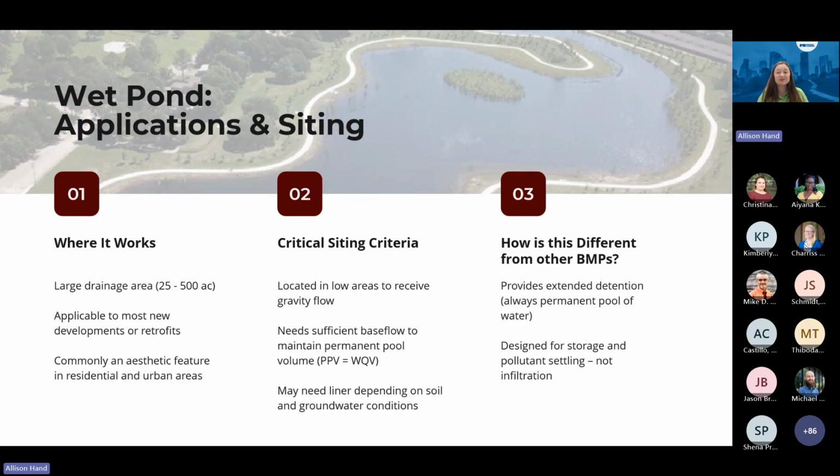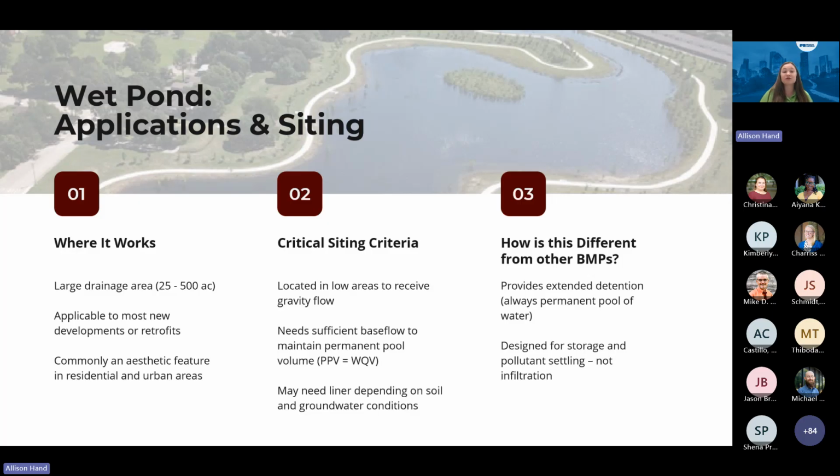The drainage patterns of the existing and your proposed site should be considered when selecting the location of a wet pond to receive runoff. In many cases, storm drains can be directed to the wet pond to receive that runoff. As with constructed wetlands, your base flow or makeup water is needed to maintain that permanent pool. The design set walks through the decisions of including a liner, depending on groundwater conditions. This is not meant for infiltration. Kim will talk about infiltration in a little bit.